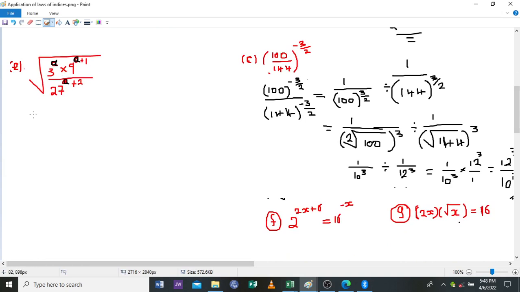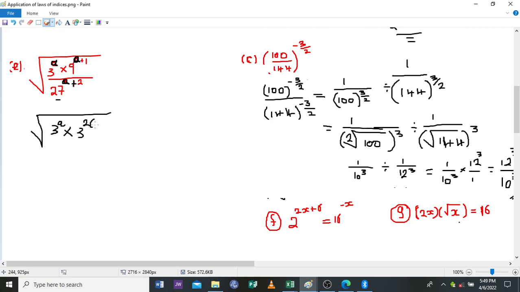Now this question we have 3 raised to the power a times 9 raised to the power a plus 1. So this is a plus 1, that's the power. Then we have 27 raised to the power a, to the power a plus 2, okay? This is what we have. Now if we do that, we can write what we have in index form so that we make equal bases. 9 can be written as 3 to the power 2, remember.